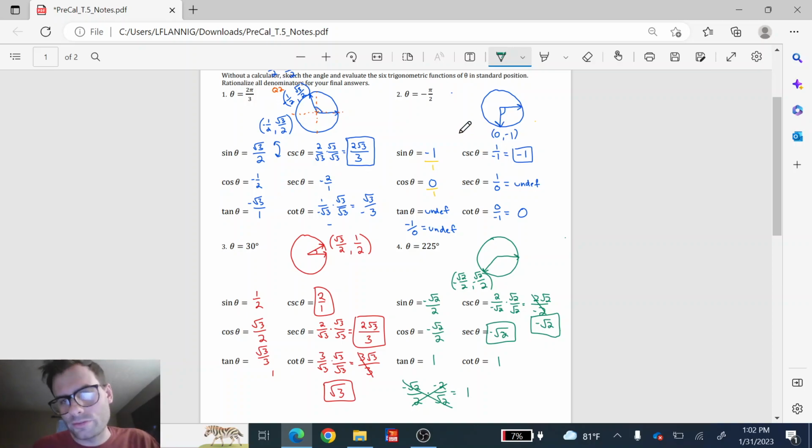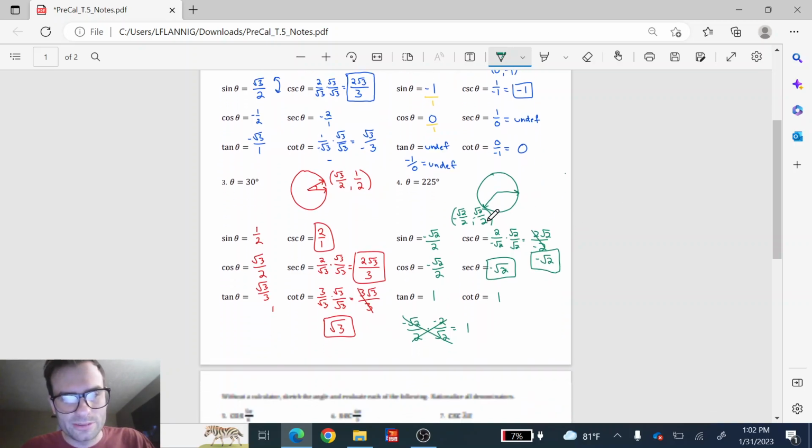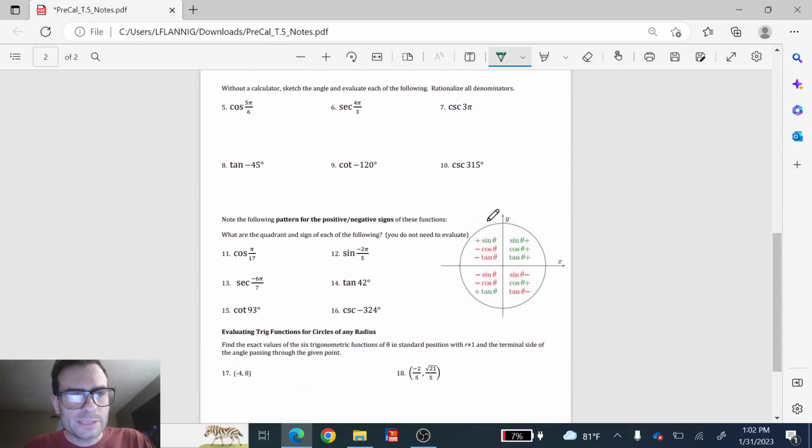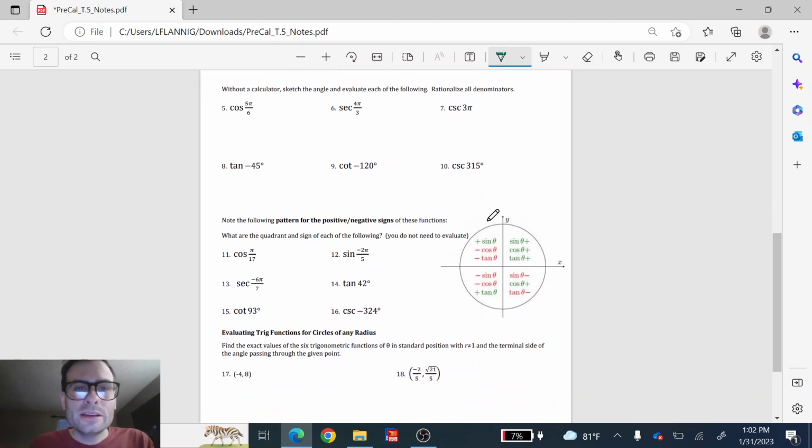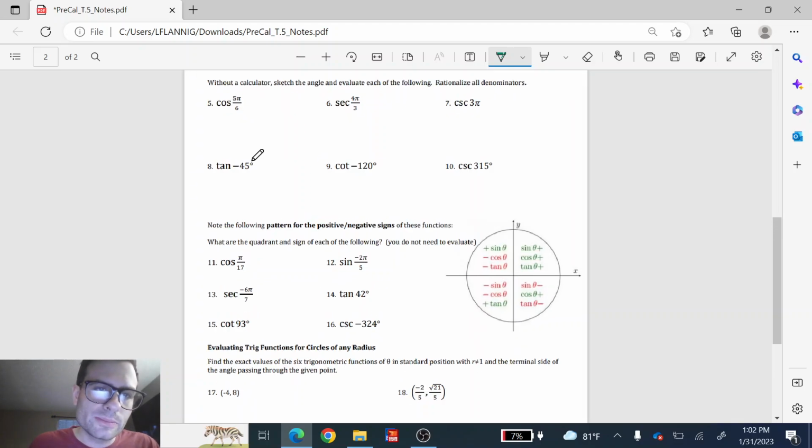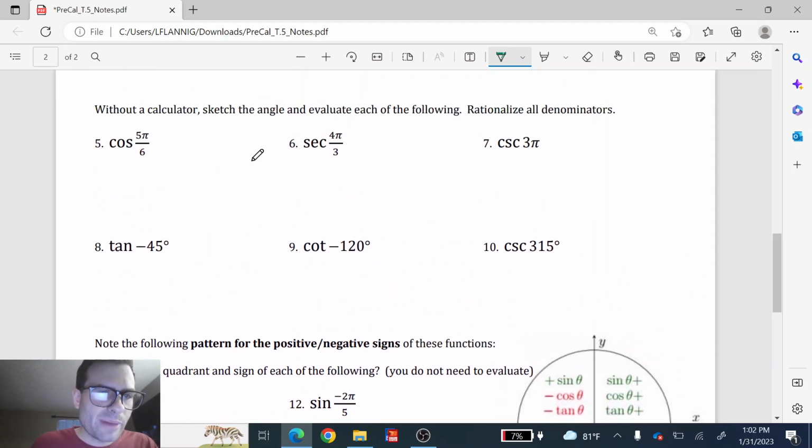We're given some sort of angle, either a degree or a radian, and your goal is to sketch it, figure out what these points would be, and then find the sine, cosine, tangent, cosecant, secant, and cotangent from those points. Our next page asks, without a calculator, sketch the angle and evaluate each of the following and rationalize the denominators. So we have the cosine of 5 pi over 6.